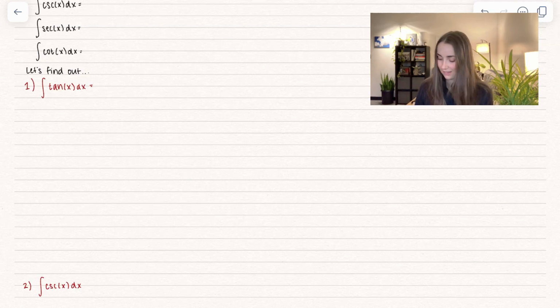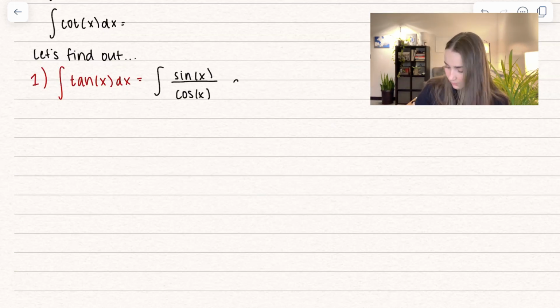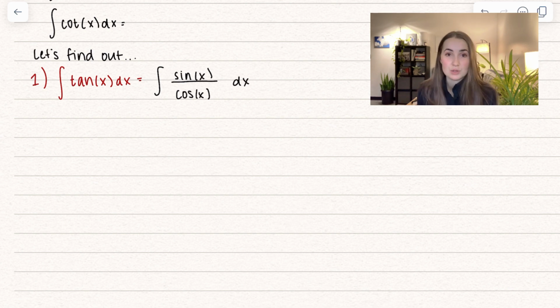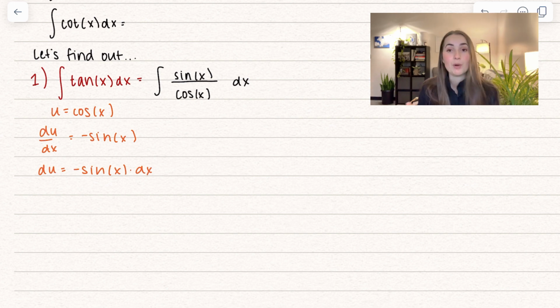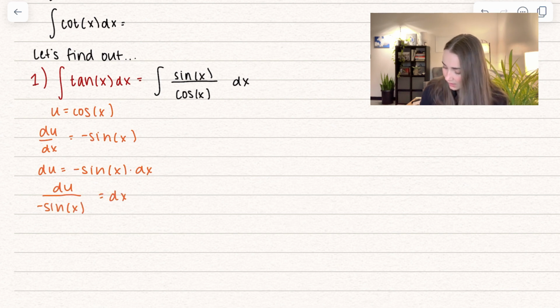So first we have tangent of x. I'm going to rewrite tangent of x as sine over cosine. Typically when we have a quotient, we want to use u substitution and set the denominator equal to u. So in our case, u is equal to cosine of x. So du dx is equal to negative sine of x. I'm going to multiply my dx over, so I get negative sine of x times dx. Remember, the point of this is that we want to get dx all by itself. So I'm going to divide over that negative sine of x, and now we have what dx is equal to.